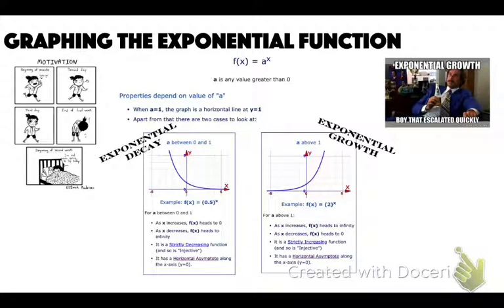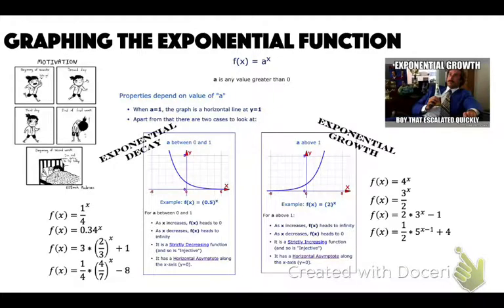So exponential decay is when it slowly decays. Exponential growth is when it just starts growing really fast. These ones right here are examples of decays, because 1/4 is less than 1, 0.34 is less than 1, 2/3 is less than 1, and 4/7 is less than 1.